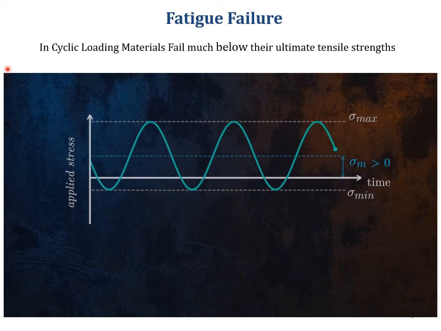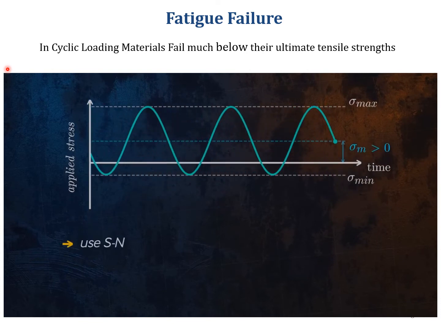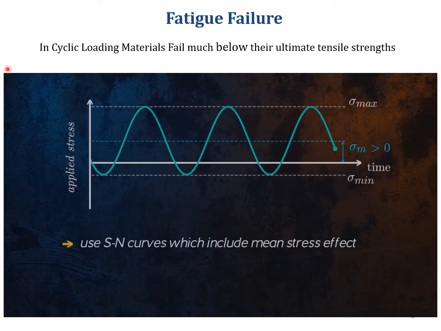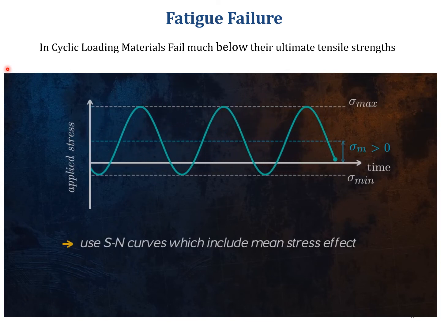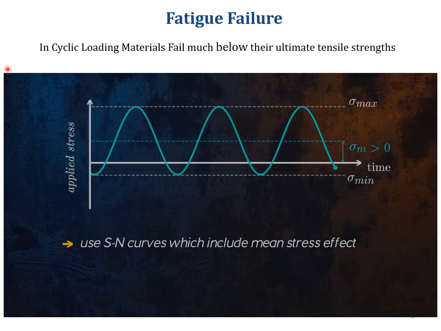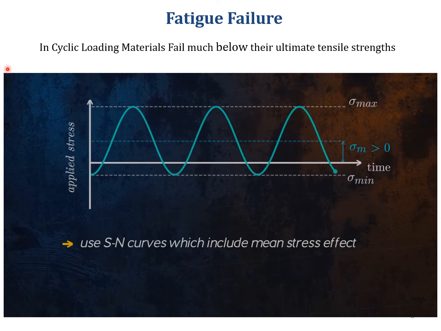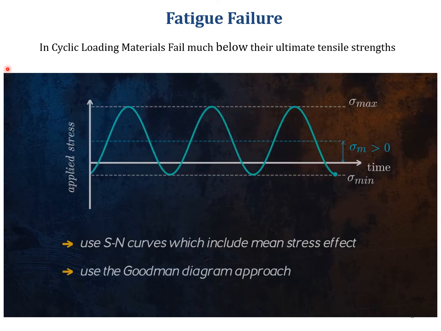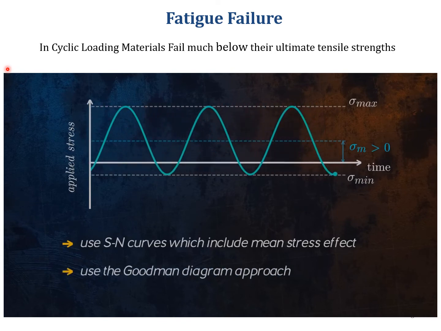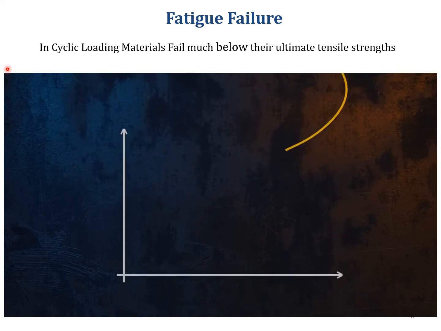One way to account for a tensile mean stress is to use SN curves derived for specific values of mean stress. But these are often not available, or would be time-consuming to obtain. Another approach is to use the Goodman diagram, which adjusts the endurance limit to account for a mean stress. Let's see how it works.